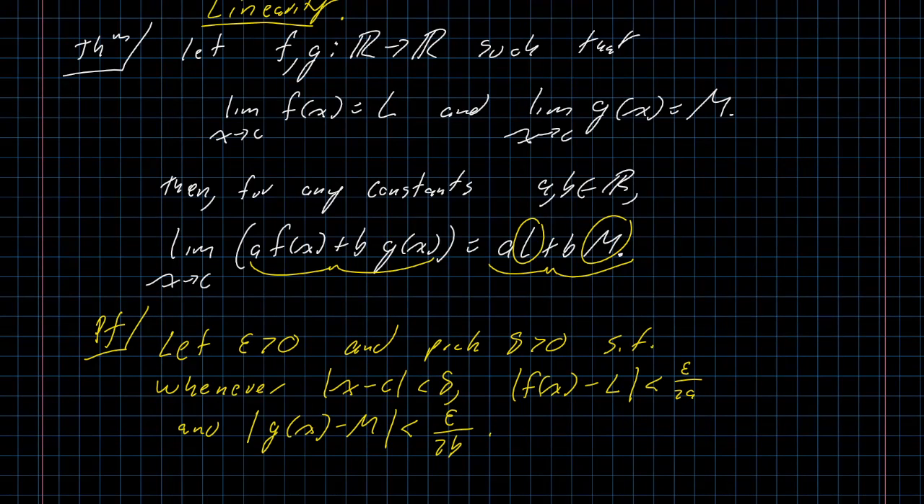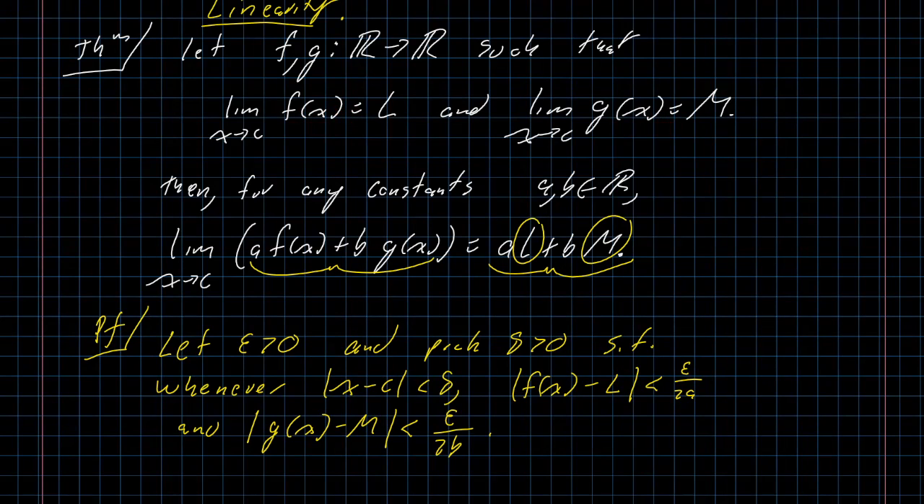All right, so we start off our proof. It's an epsilon delta proof, so we're going to let epsilon be bigger than 0. And in this case, I don't know anything about my function, so I'm not going to know anything about delta. But I do know a couple of things. I know that the limit of f of x is equal to L, and I know that the limit of g of x is equal to m.